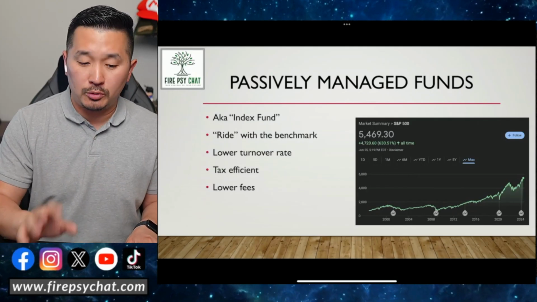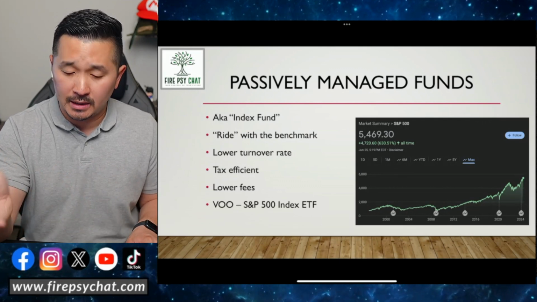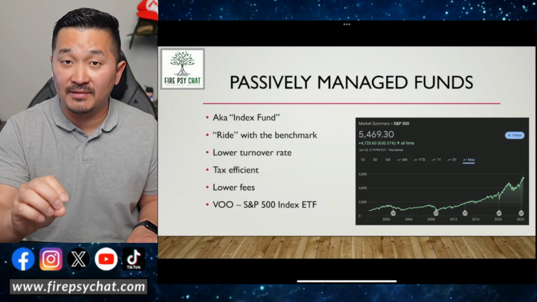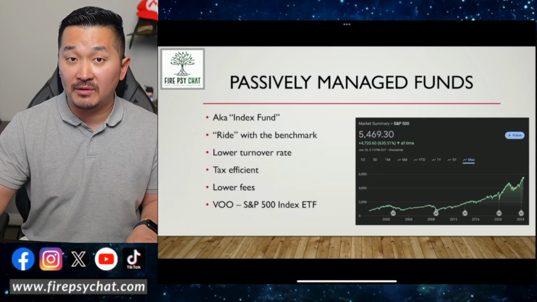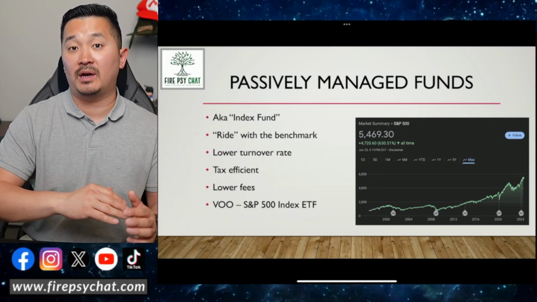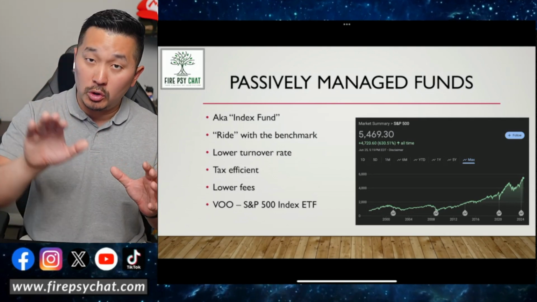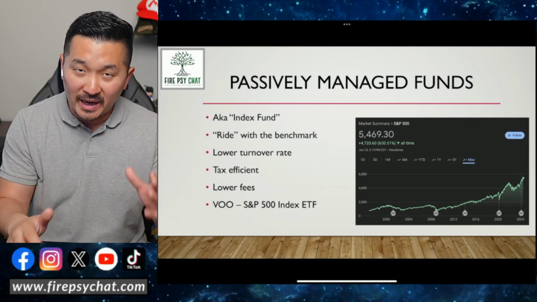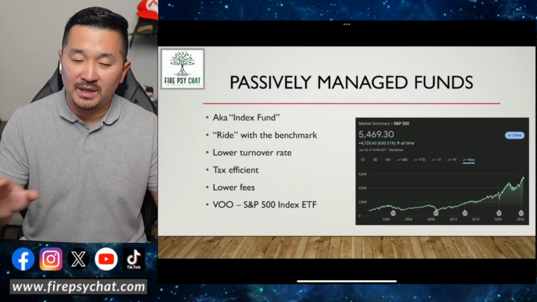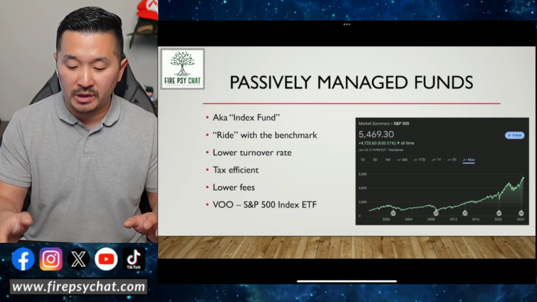VOO, for example, like the one Warren Buffett is investing in, is the S&P 500 index ETF managed by Vanguard. It follows the S&P 500 benchmark. So if the S&P 500 goes up, then this ETF will also go up. If the S&P 500 goes down, then this ETF will also go down. It's not trying to beat the market. It just follows what the market does.